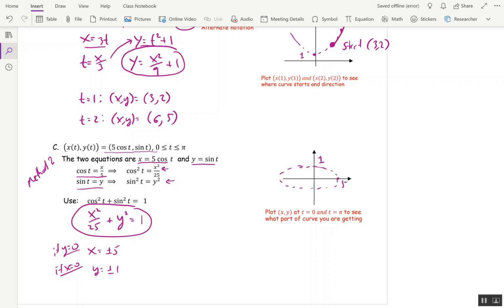Okay, so now we want to know how much of that ellipse we're getting if t goes from 0 to pi. So we'll plug in t equals 0, and we'll plug in t equals pi. If t is 0, x, y is, going back to the two equations, cosine 0 is 1, so x would be 5, and sine of 0 is 0. So 5, 0 is our starting point.